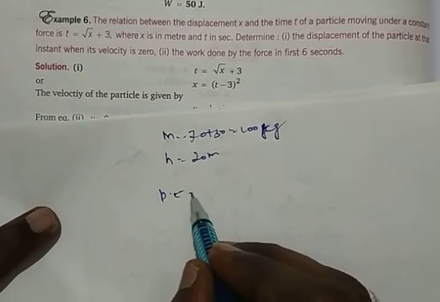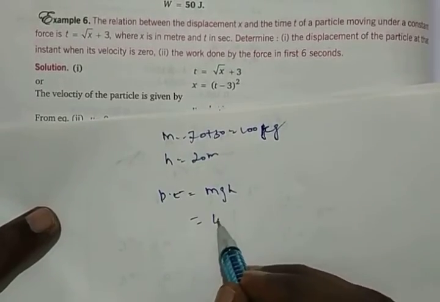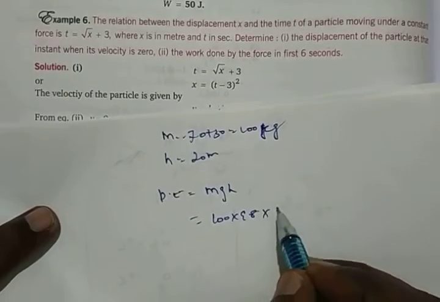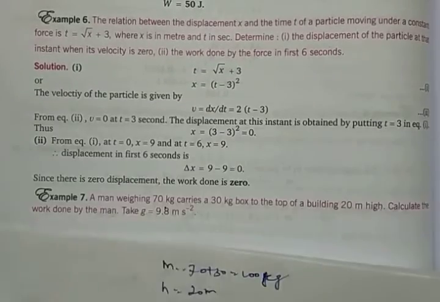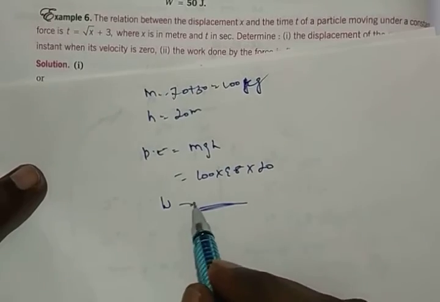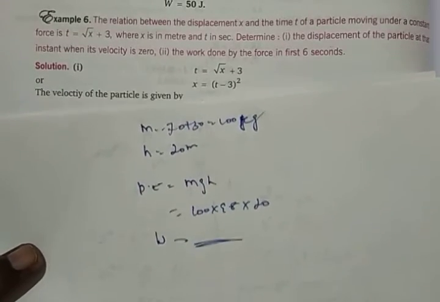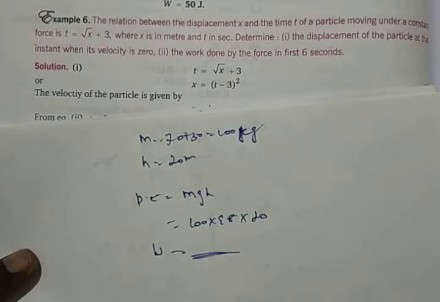So what is the potential energy? mgh is 100 into 9.8 into 20. You get the answer. That is the total work done which will be there. Please do it, it's quite easy. Go to the next question now.